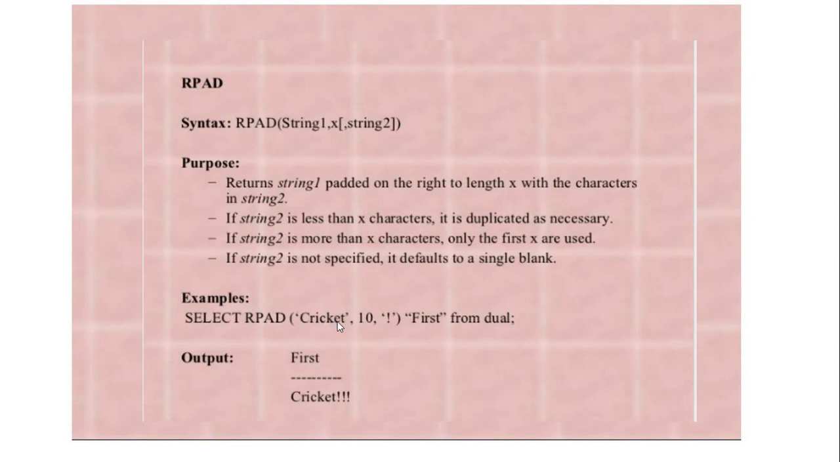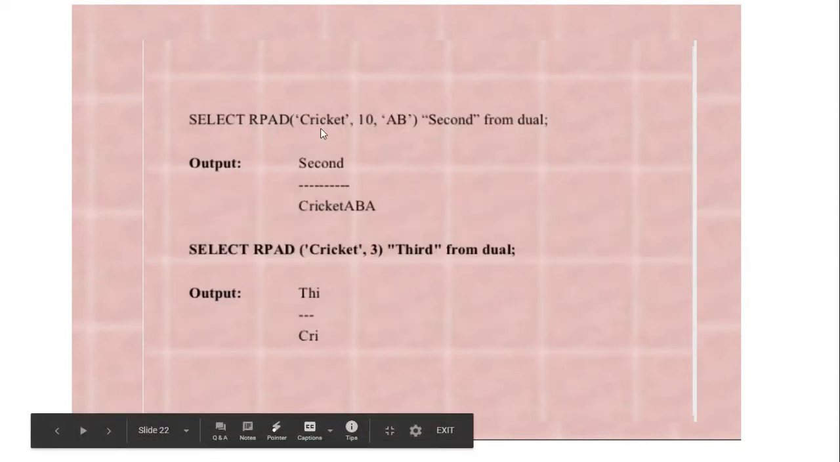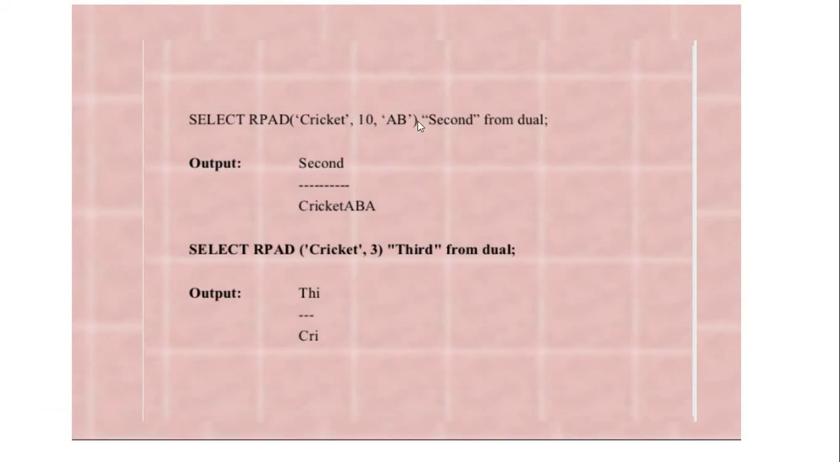It has a total of 7 characters and we want to make a new string of 10 characters by padding this exclamation mark to the right of the original string. So it will make this output. Similarly, when we are given both the length and these characters, it will repeat those characters to make the string again of this length.